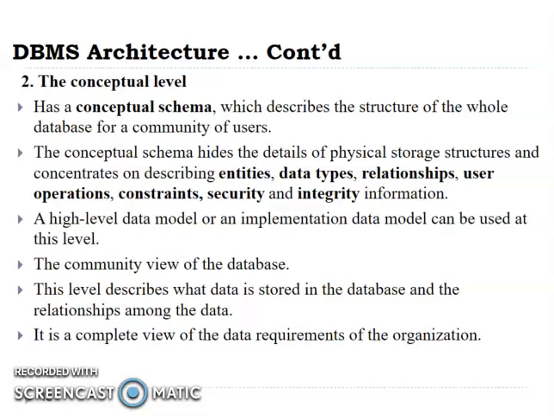So from this definition, we understand the conceptual schema is more focused on the conceptual view. There is no implementation in the conceptual level, only concept. Which concepts? We can logically identify the entities, the data types, and the relationships between entities. That is the description for a structural database, which hides the detail of the physical storage structure and is concerned with describing entities, data types, and relationships. That is the conceptual level.